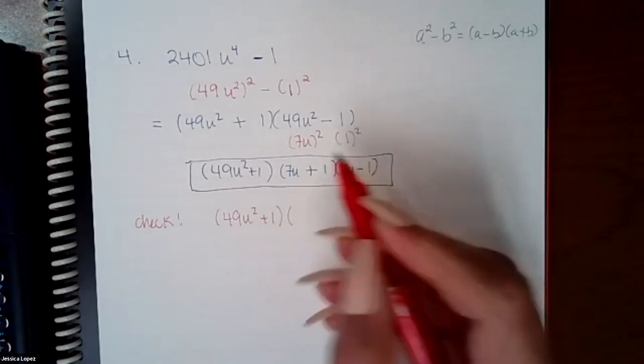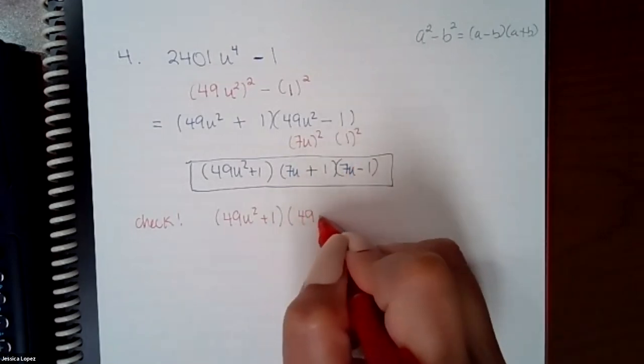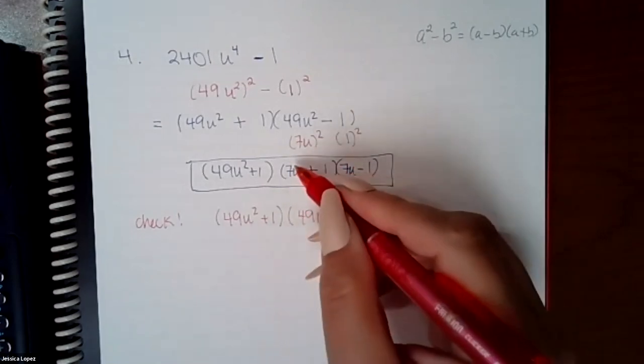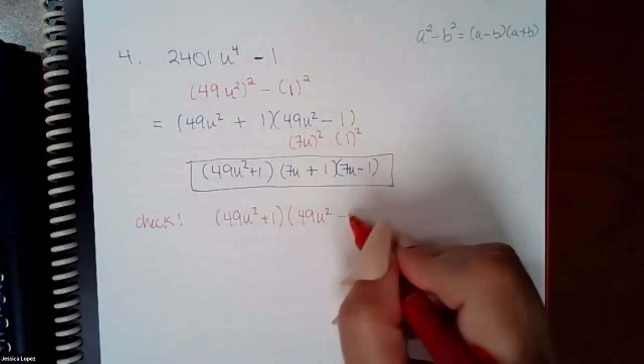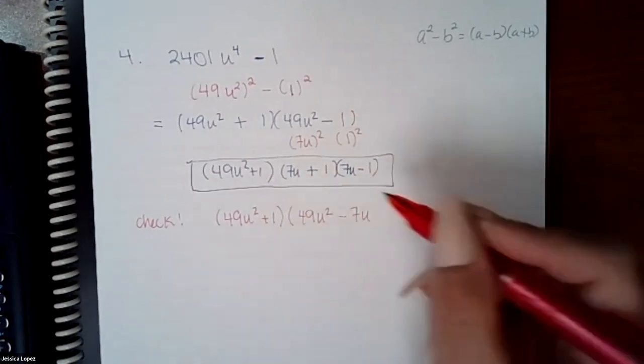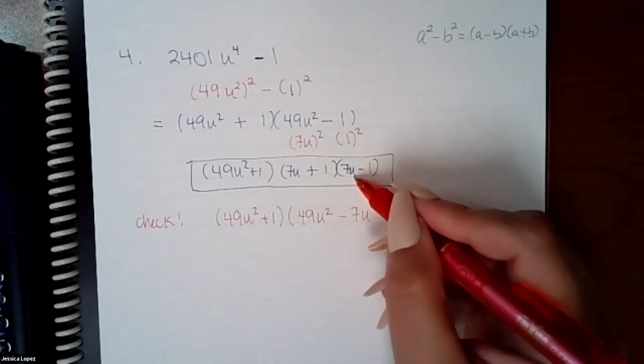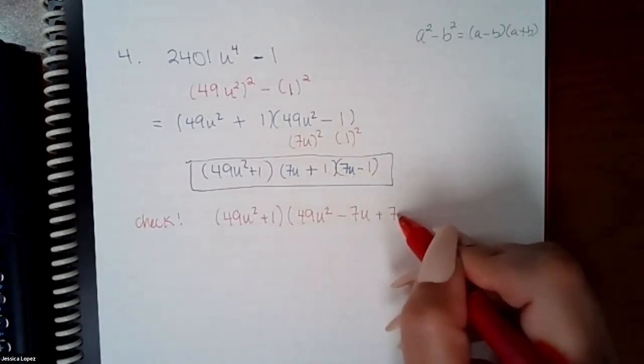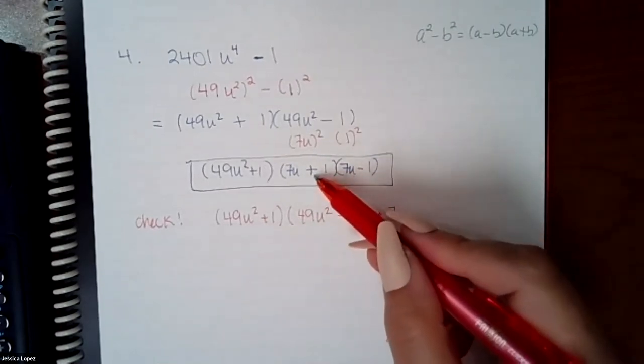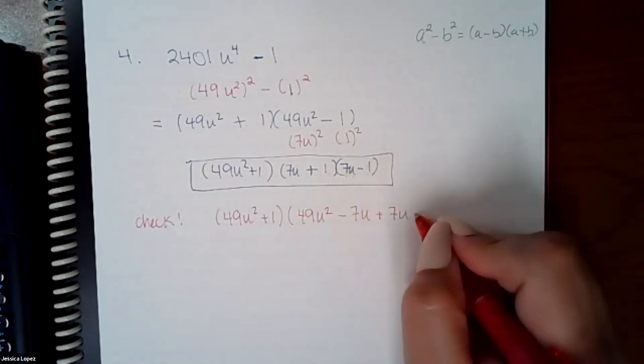So 7u times 7u is 49u squared. 7u times negative 1 is negative 7u. Positive 1 times positive 7u is positive 7u. And positive 1 times negative 1 is negative 1.